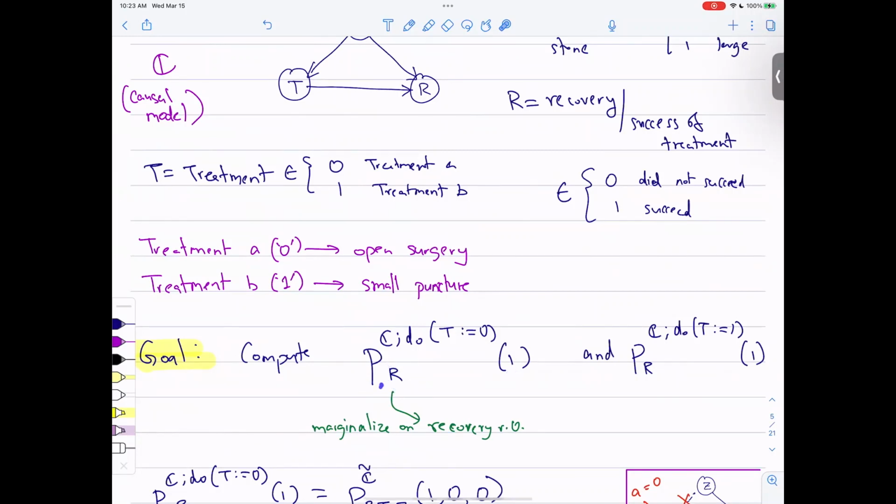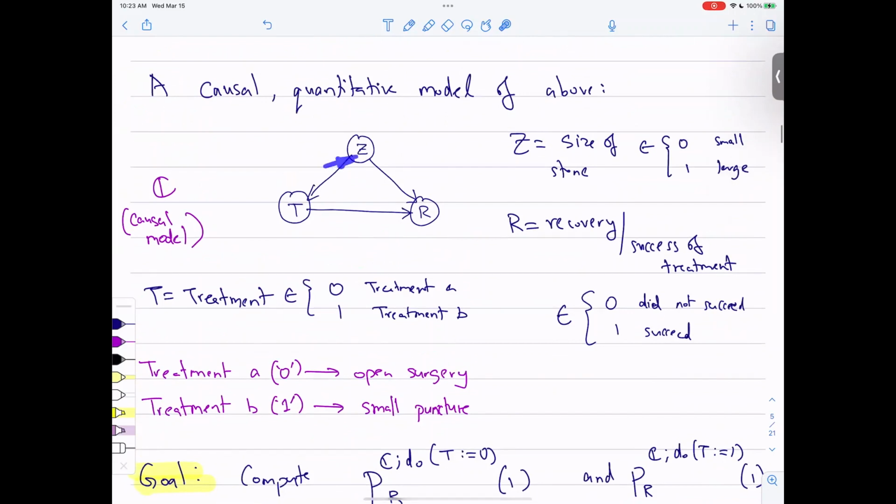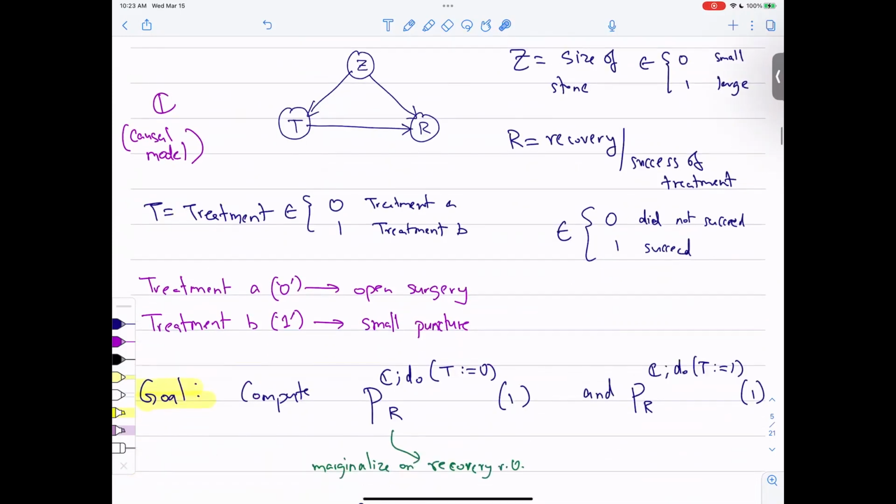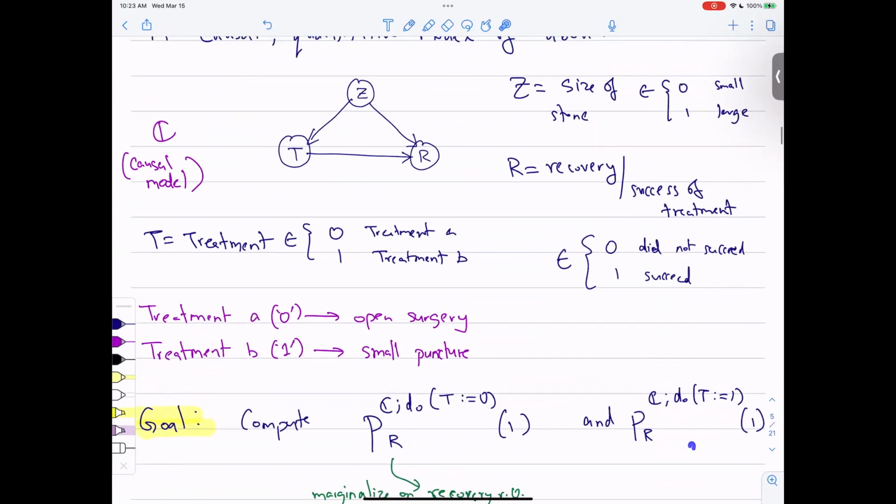The probability that recovery is equal to 1 in the setting where we did treatment equal to 0. What does this mean? This means in this graph, I want to cut this edge and set this equal to 0, and compute in this particular model what the recovery is. And I also want to compute the other one, where I cut this, set treatment equal to 1, and then look at what happens here. These are the two things I'd like to compute. Is it clear?